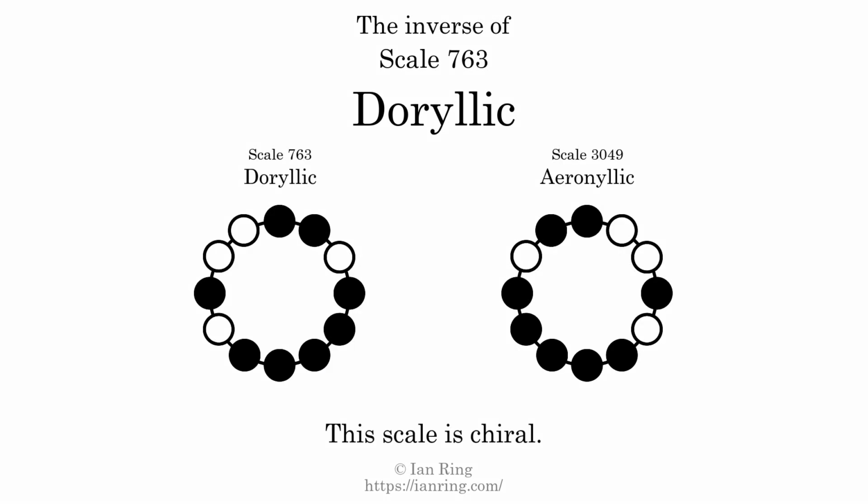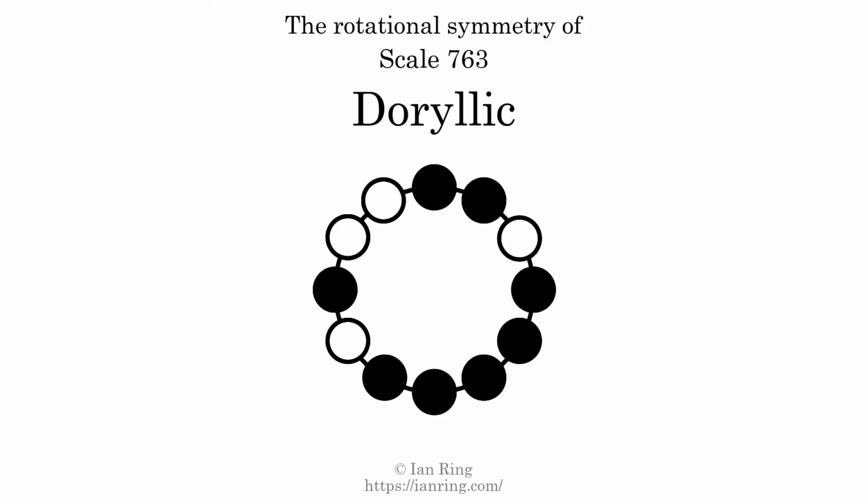The inverse of a scale is a mirror image. It is what you get when the sequence of intervals is reversed. The inverse of this scale is scale 3049, also known as Doryllic. This scale is chiral. It cannot transform into its inverse by rotational transformation. This scale has no rotational symmetry.